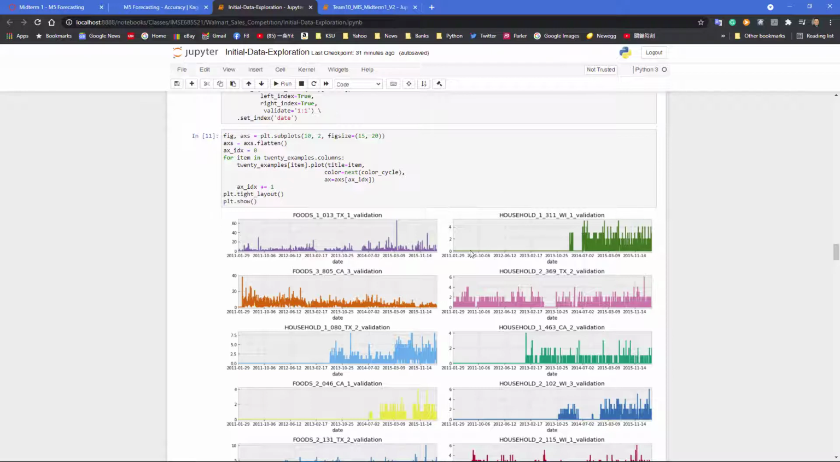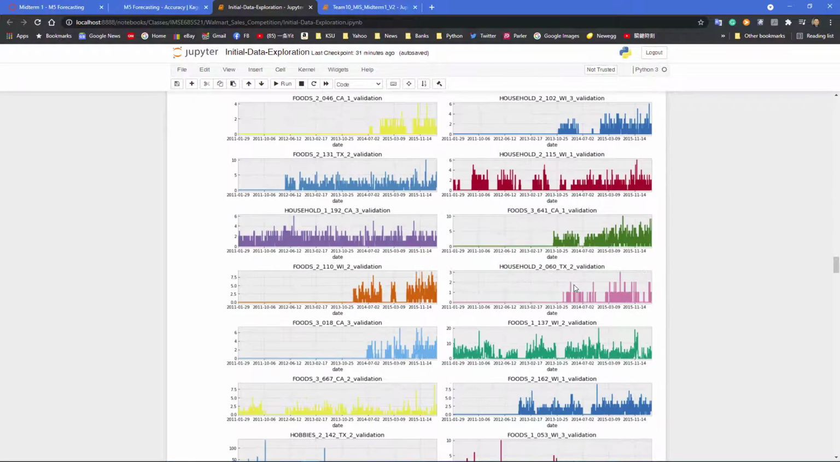So for example, this is for each type of item, for each one of the stores, and it has time series analysis. In some of the data, you have household 1 and Wisconsin store 1. In the first part of the history, they don't carry this type of product. Only after maybe the middle of 2013 did they start carrying it.